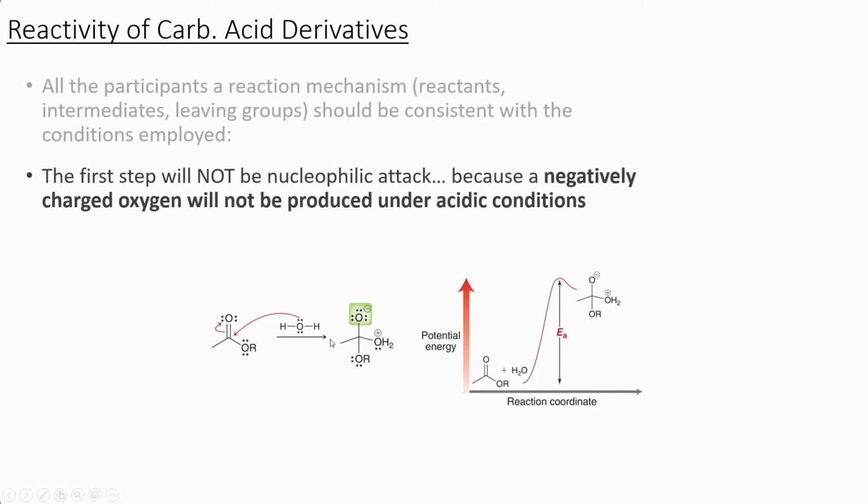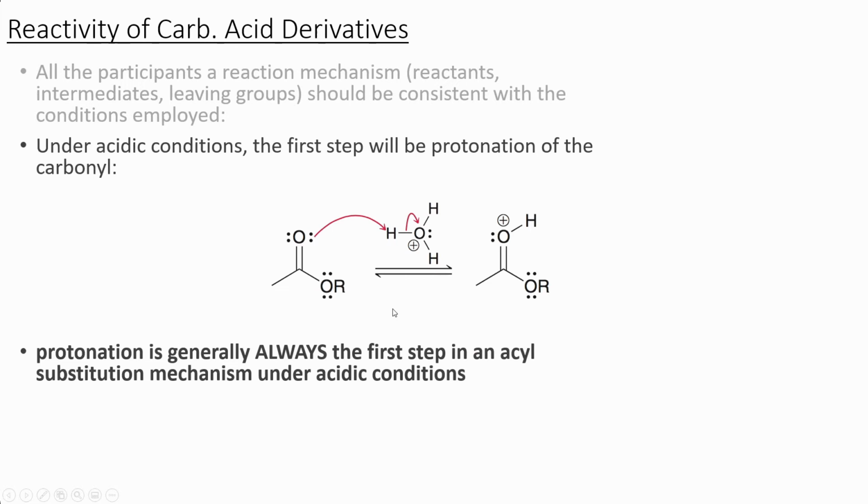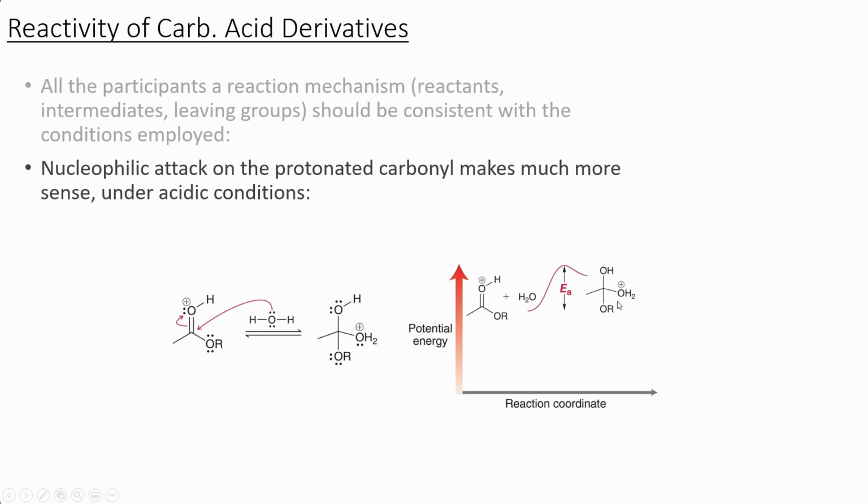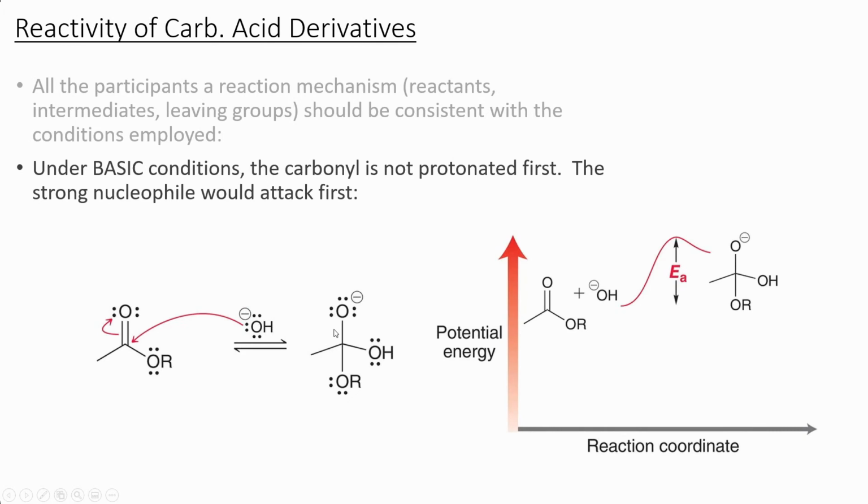In this reaction, we have a reaction in acidic conditions. So the first step will not be nucleophilic attack because that would form a negative charge. Instead, for our first step, we're going to have a protonation step occur on the carbonyl carbon. Under acidic conditions, this protonation step will always be the first step in the acyl substitution mechanism. After the protonation step occurs, the next step will be nucleophilic attack. In this case, we have water undergoing nucleophilic attack at the carbonyl. This forms a tetrahedral intermediate. Then a proton transfer can occur.